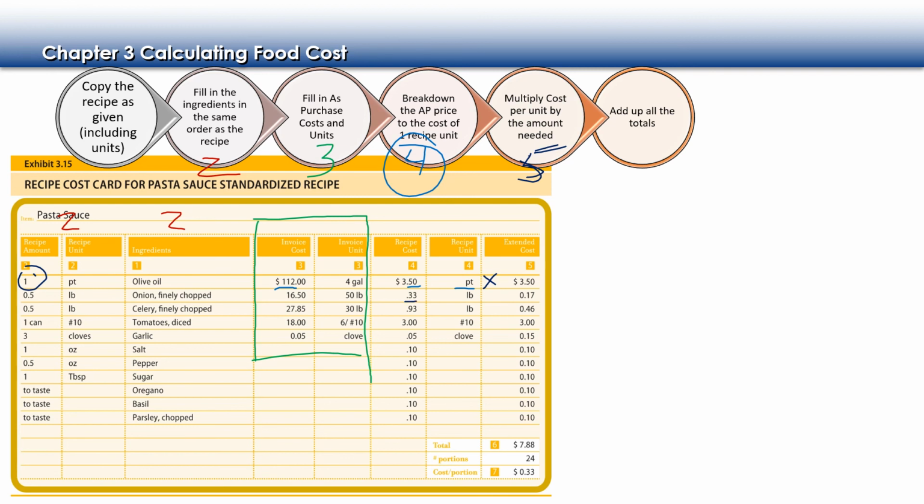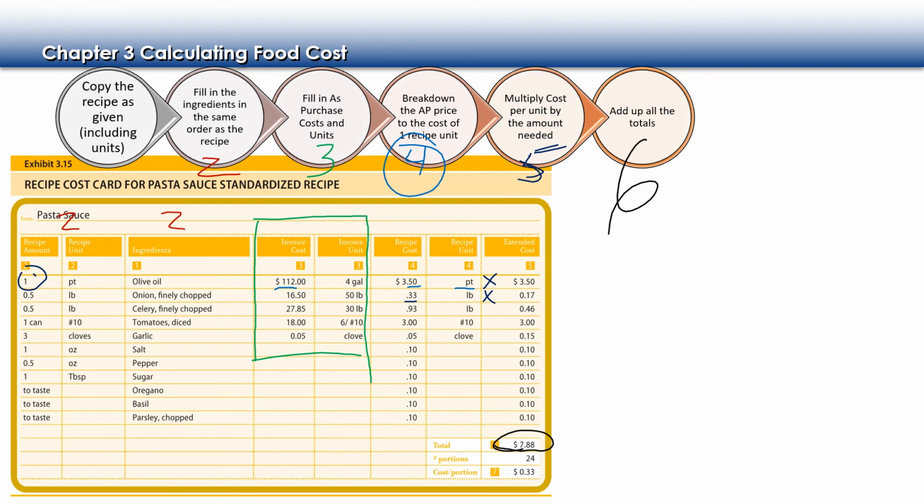Our onions are 33 cents per pound, and we need a half a pound. So 33 times 0.5 gives us 17 cents. We do that all the way down, and then step number 6, finally, is we add up all the totals. So we get our total of $7.88 for this recipe. It prepares 24 portions, so we can divide that total cost by 24 to give us 33 cents per portion cost of our spaghetti sauce.